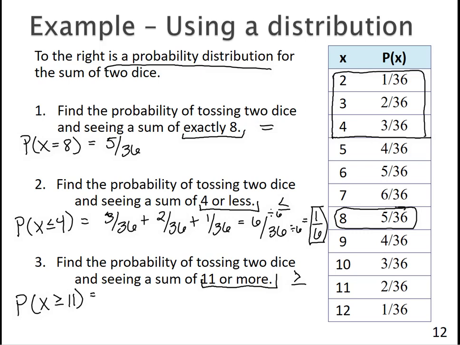Now that I know what I'm looking for, I need to come over to my table. I'm going to find 11 and any x value that's greater than 11. Well, in this case, there's only 11 and 12. And again, just like I did for part 2, I'm going to look at the probability value for 11 and the probability value for 12, and add them up to find P of x greater than or equal to 11. So P of 11 is 2/36, plus P of 12, which is 1/36. I add those up to get 3/36, and I'm going to simplify that to 1/12.